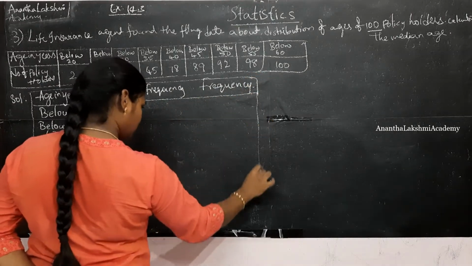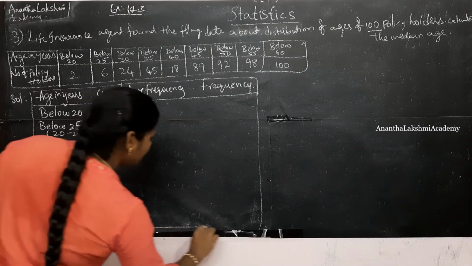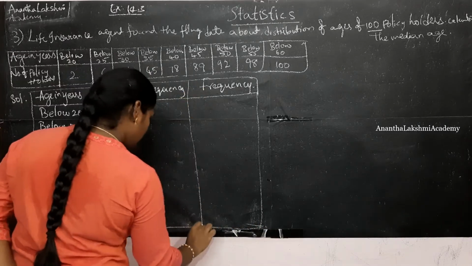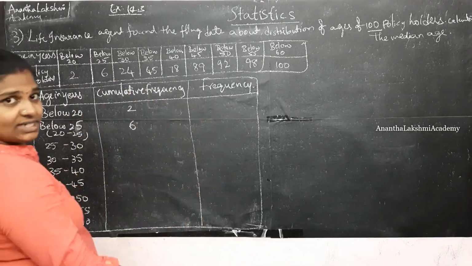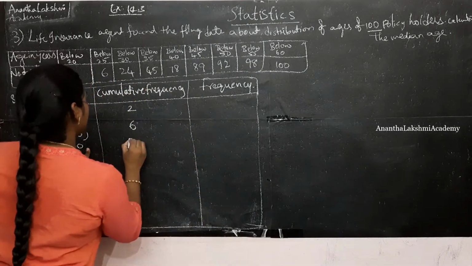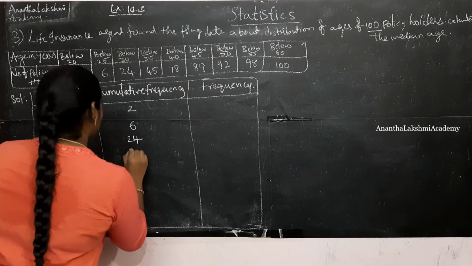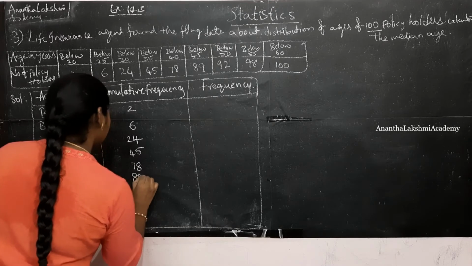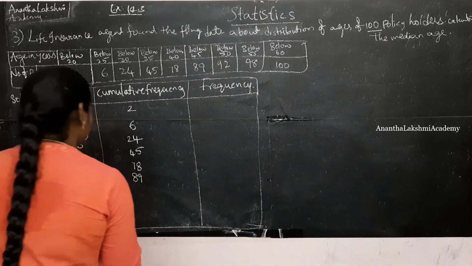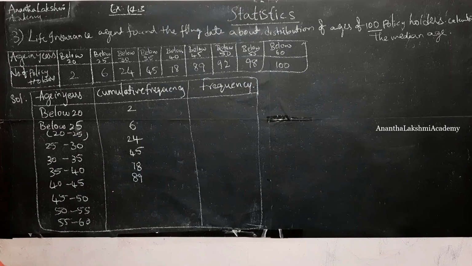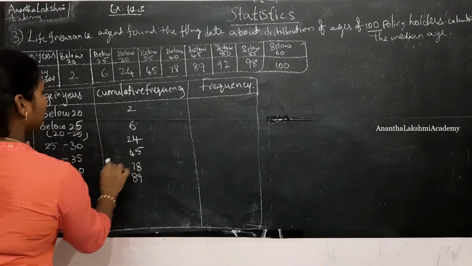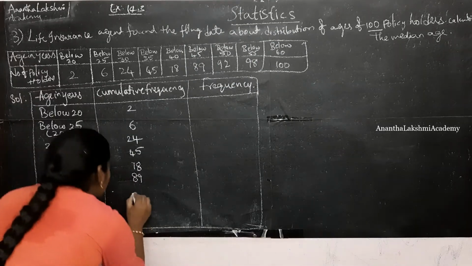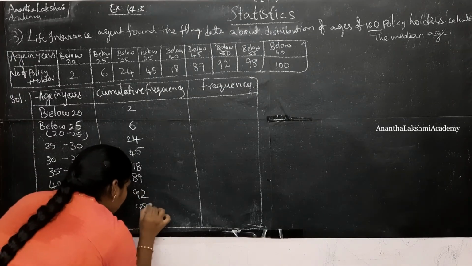Alright. So for median, the first thing we needed is n by 2, right? Even before getting to n by 2, let us figure out the frequencies from the cumulative frequencies. So this is 2, 6, 24, 45, 78, 89, then we have 92, 98 and 100.